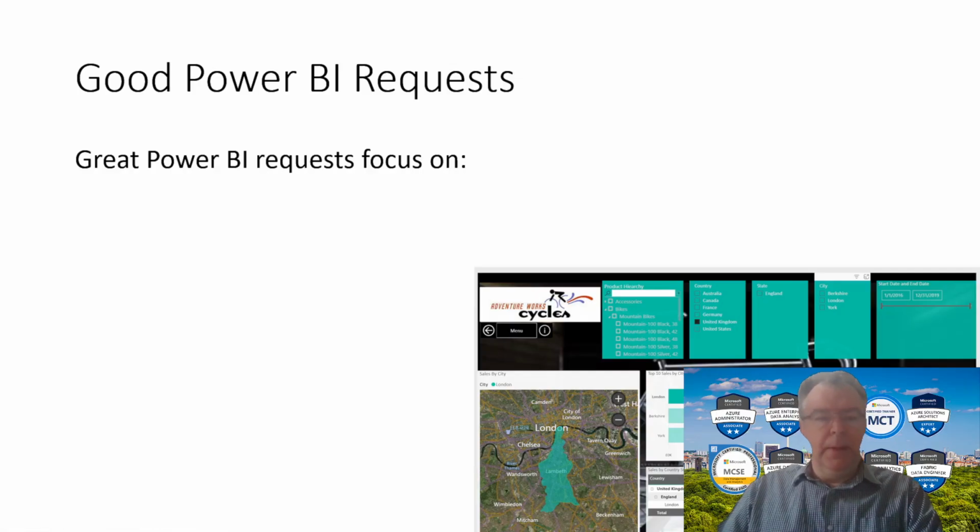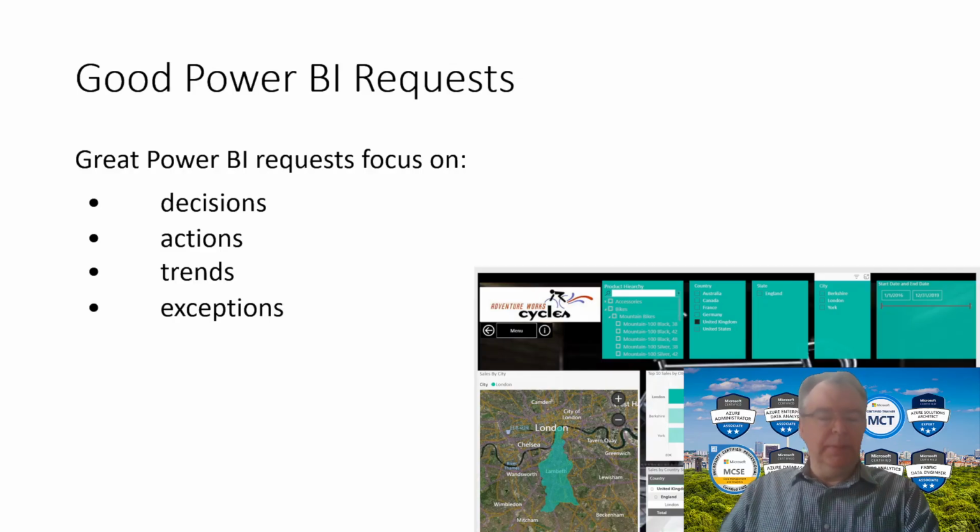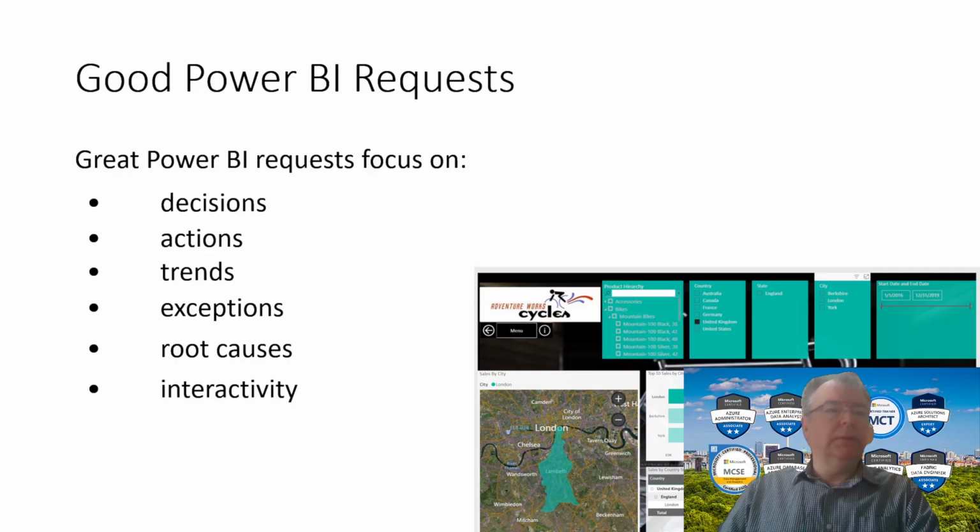So let's look at good Power BI report requests now. These focus on decisions, actions, trends, exceptions, root causes, interactivity. So instead of saying, show me all sales transactions, ask, help me identify declining regions, top performing products, and unusual sales patterns, for example. Instead of saying, fit everything on one page, ask, can users drill through into detail only when needed? Instead of saying, create separate reports for every audience, ask, can we use row level security and filters?